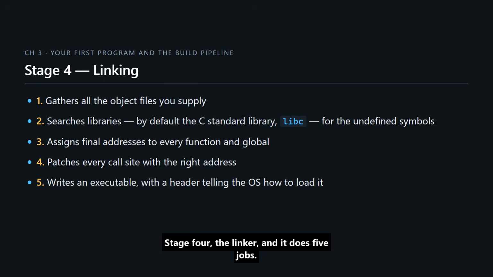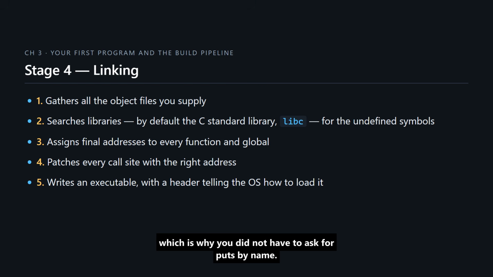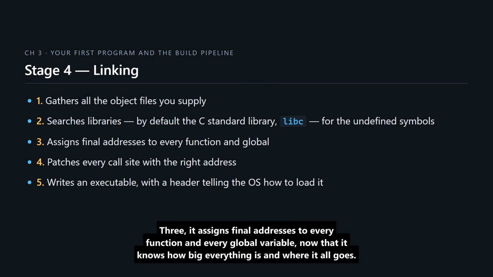Stage 4, the linker, and it does 5 jobs. 1. It gathers up all the object files you handed it. 2. It searches libraries for the symbols that are still undefined, and by default that means the C standard library, libc, which is why you did not have to ask for puts by name. 3. It assigns final addresses to every function and every global variable, now that it knows how big everything is and where it all goes.